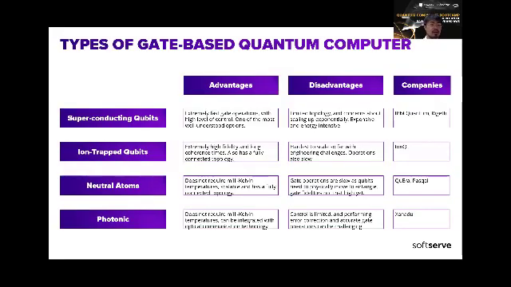I've put here some of the gate-based quantum computers. These are some of the types of gate-based quantum computers that people are thinking of using and building right now. These are the most popular types. So, superconducting qubits. The advantage of superconducting qubits is that you can perform extremely fast gate operations. I think it's on the scale of nanoseconds.